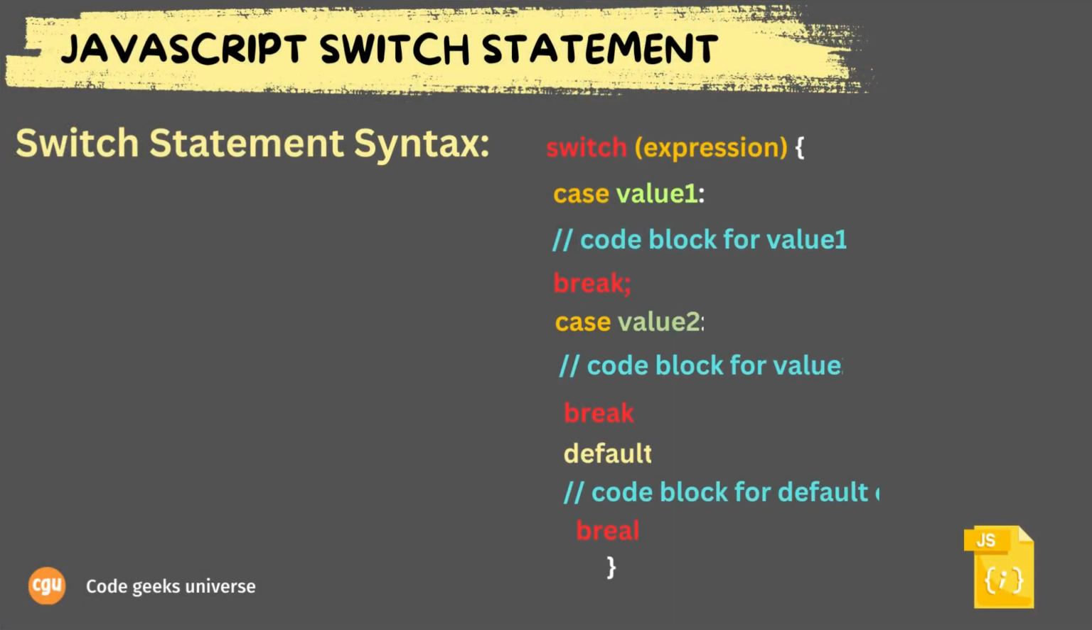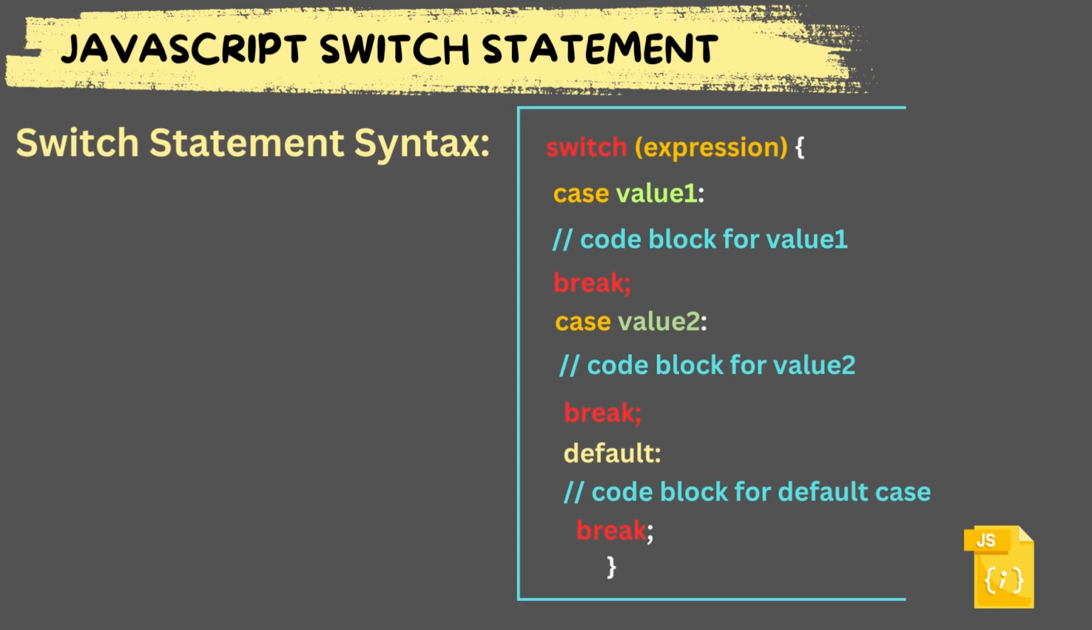Now the switch statement is a better alternative to the if else statement, especially when we have many possible values for a condition. The switch statement evaluates an expression and compares it with multiple cases. Each case is associated with a code block that will be executed if the expression matches the case. The switch statement also has a default case, which is executed if none of the cases match the expression. Now this switch statement looks something like this.